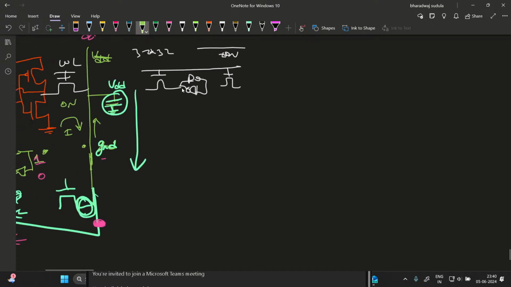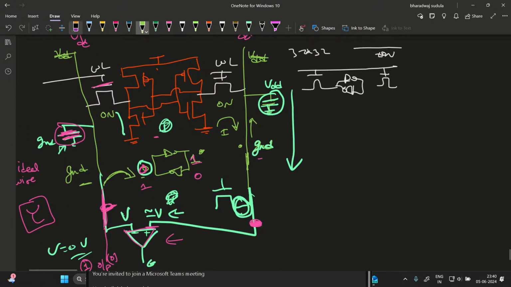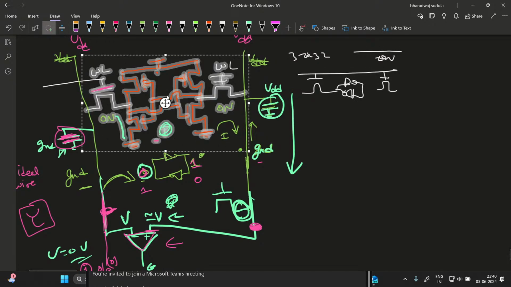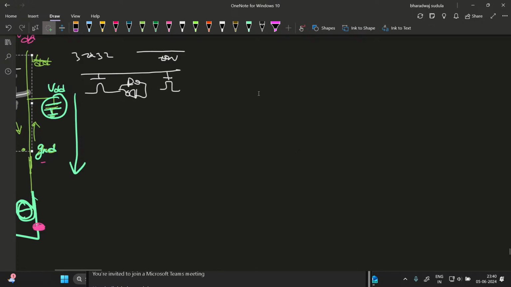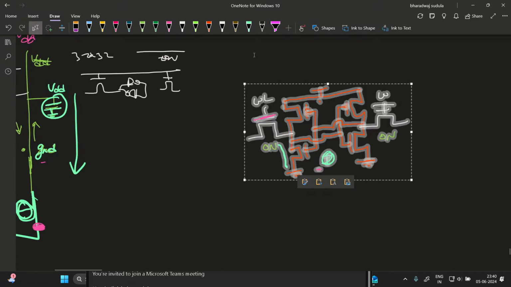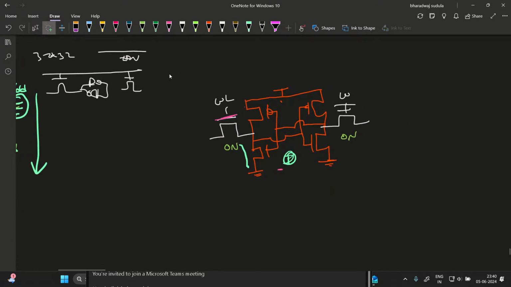In the write operation, this is the SRAM cell. Now I need to write, let's say, I have a data.